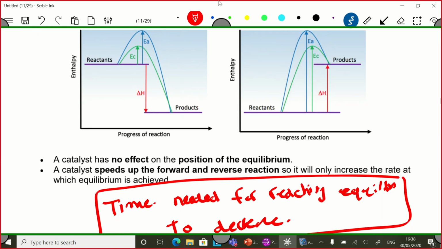So we're going to stop here for today, and next week we're going to be looking at the calculations: how we define the chemical equilibrium constant, the Kc, and how we do some calculations with it as well.